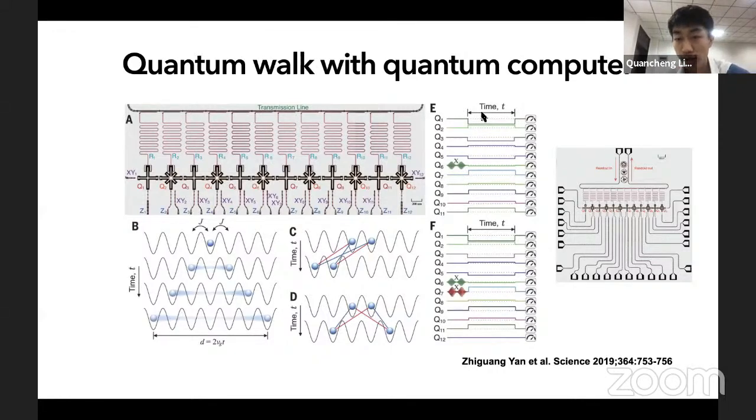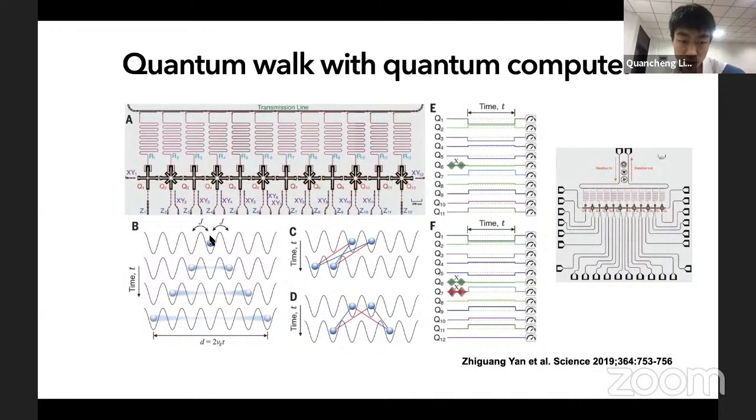And then in this time period, they turn all the qubits on, and it will evolve according to the Hamiltonian that I just showed. So the quantum worker will jump to its nearest neighbors, and it spreads. This is a theoretical result. This is the velocity of the diffusion.